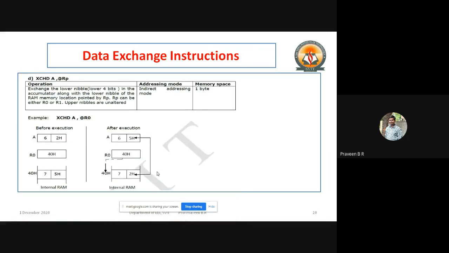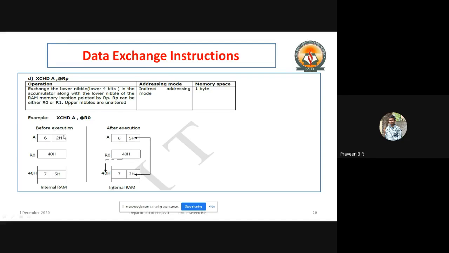Coming to the last one, XCHD. D indicates that we are only transferring a part of the information. Whenever we are talking about 8-bit data, there are totally 8 bits: 4 bits are the lower nibble and 4 bits are the higher nibble. If I am only exchanging the lower nibble, keeping the upper nibble data as it is, then it is called XCHD.